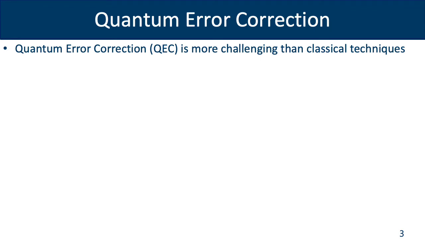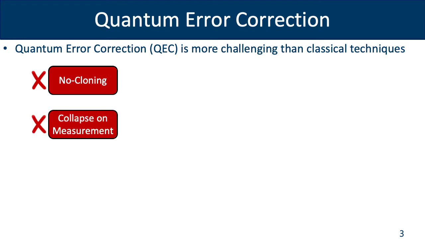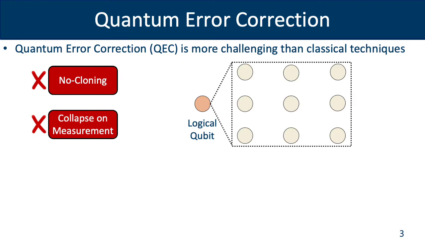Quantum error correction can be used to protect quantum information, but it is way more challenging than traditional error correction techniques because we cannot copy qubits, and measuring qubits destroys the quantum information. Instead, in quantum error correction, you encode a logical qubit and distribute the quantum information across several data qubits.